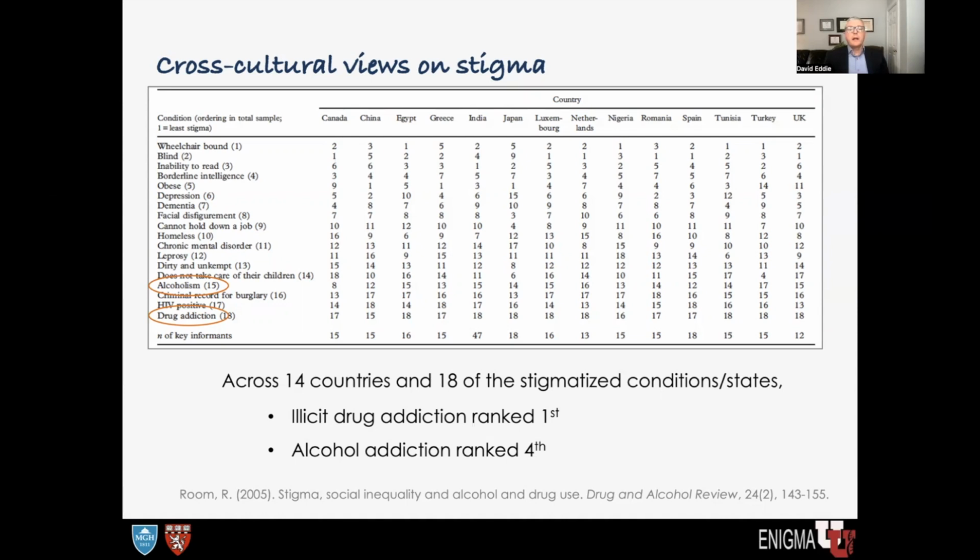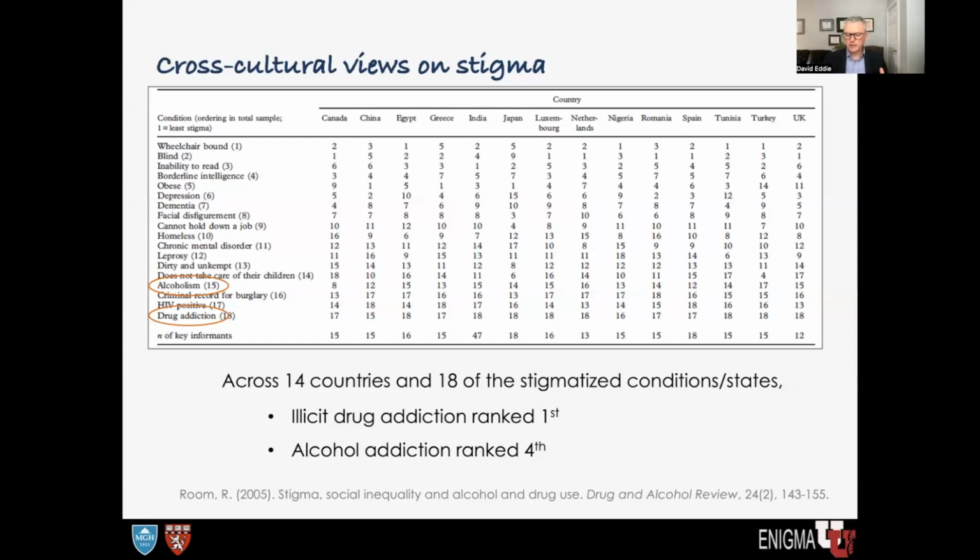And they asked them to rank the social desirability of individuals with a range of different problems, where 1 is least stigmatized and 18 is most stigmatized. You can see drug addiction and alcoholism, as they refer to it here. We don't use that anymore, but that's the language we were using in 2005. Drug addiction is number 1 and alcohol use disorder is number 4.